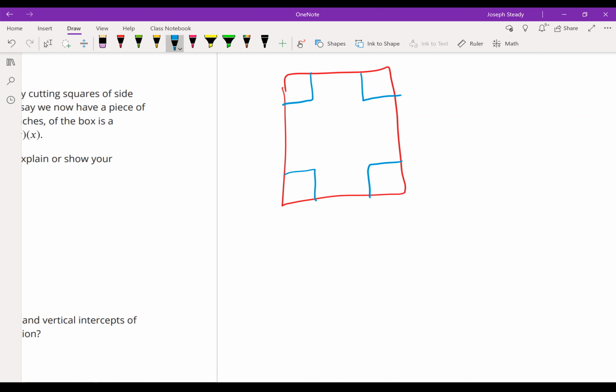then I can fold each of these edges up, and these become the walls of our box. So by cutting away these pieces up here, we can make a box that has no top on it, but it has 4 walls that we make with those extra edges.